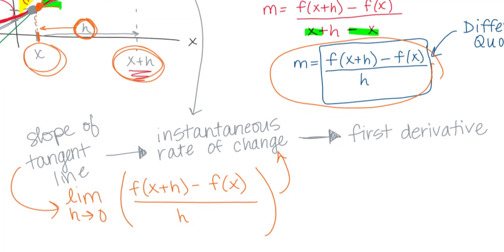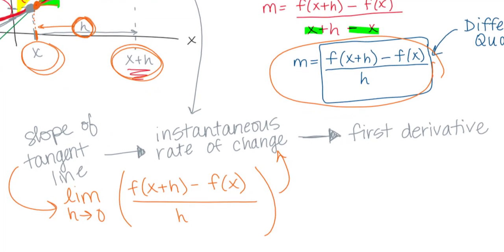And if I'm using that driving a car scenario, well, you might have averaged 28 miles an hour driving to school. But what was your speed at every given moment? So what was your instantaneous rate of change? If you look at your speedometer and it says 35 miles an hour, well, 35 miles an hour was that instantaneous rate of change at any one moment in time.